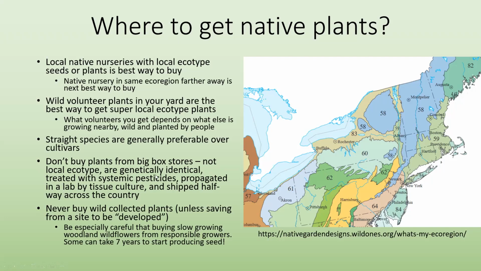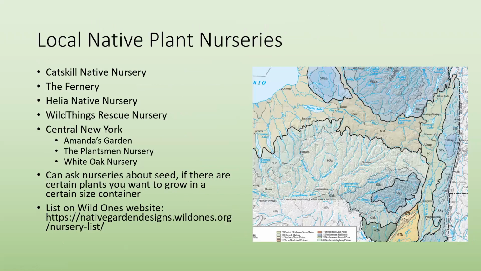And they're treated with systemic pesticides before they get shipped to the nursery or to the box store. And they're shipped halfway across the country usually, so that's a lot of carbon emissions too. And you never want to buy wild collected native plants unless there's a site that's about to be developed and they're saving them from that. But that's pretty unusual and not really ideal anyway.